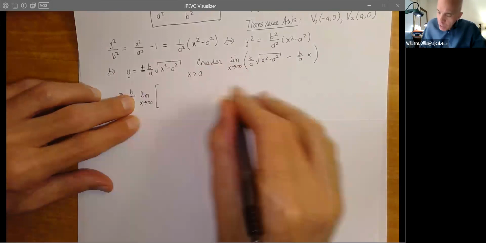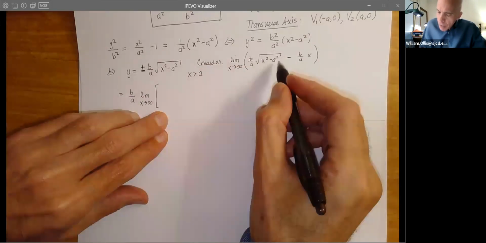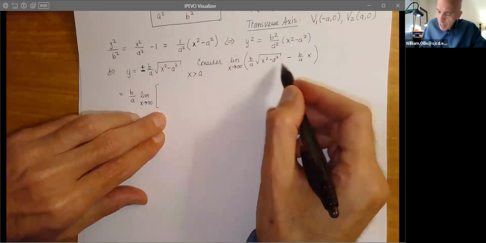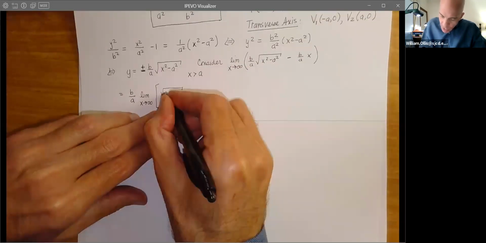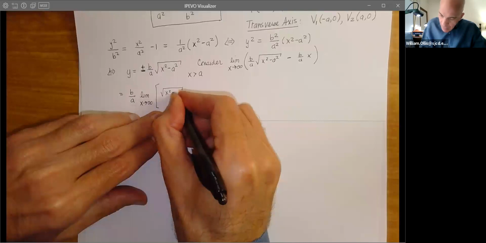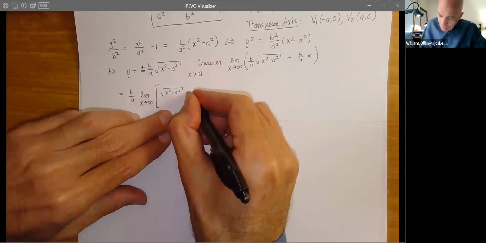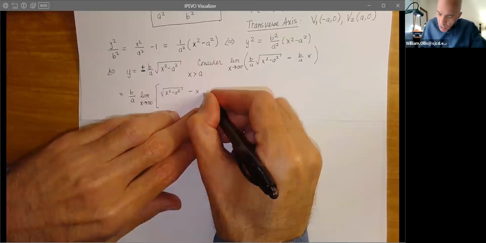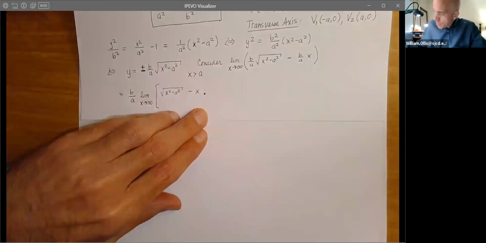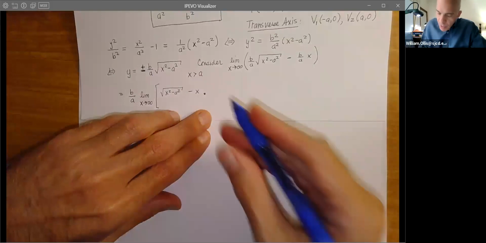And now if we look at this and we think about this, we're going to have the square root of x squared minus a squared minus x. And here's the trick, everybody. You do the conjugate method, just like we do with algebra and trig.